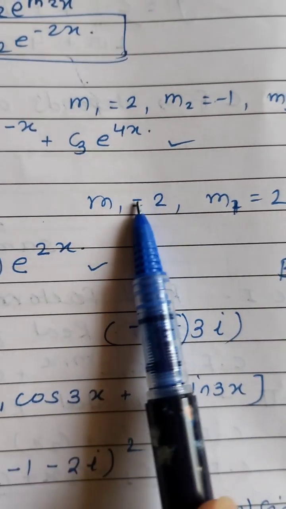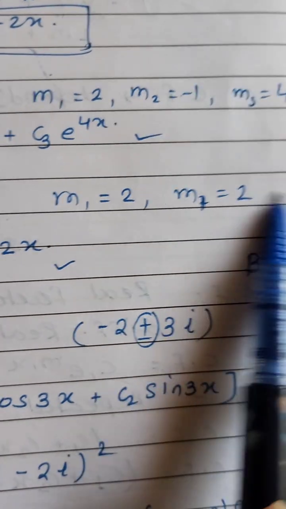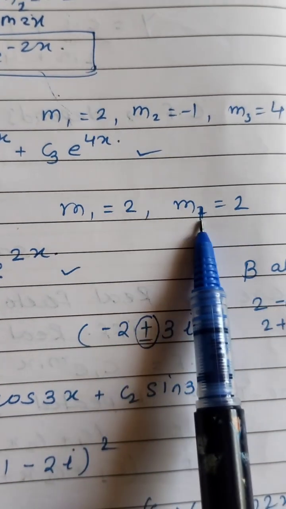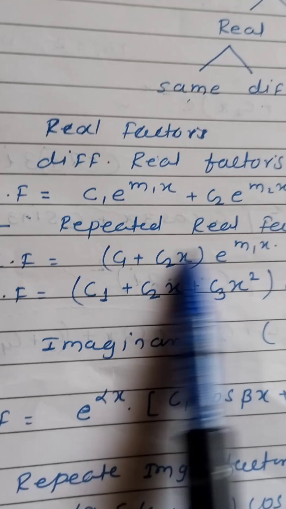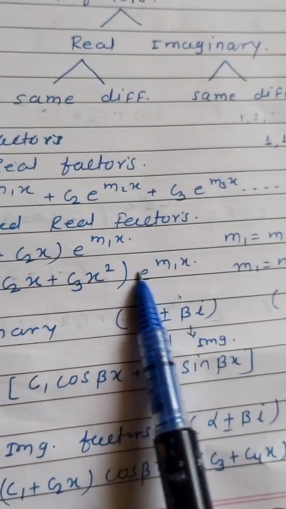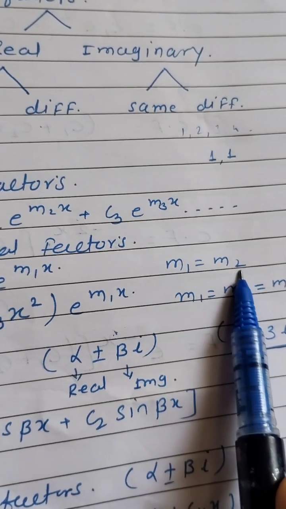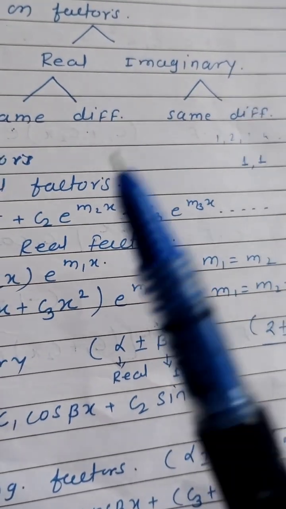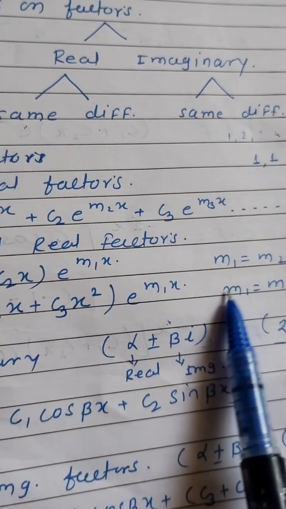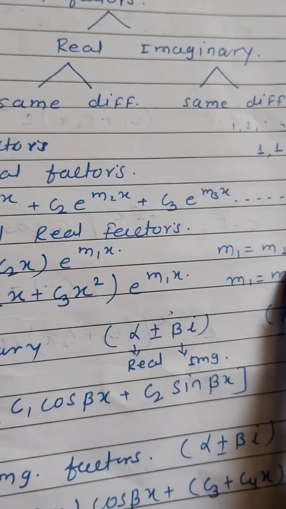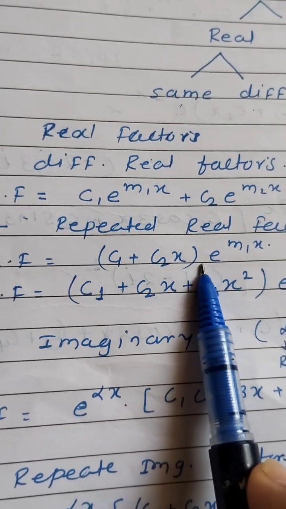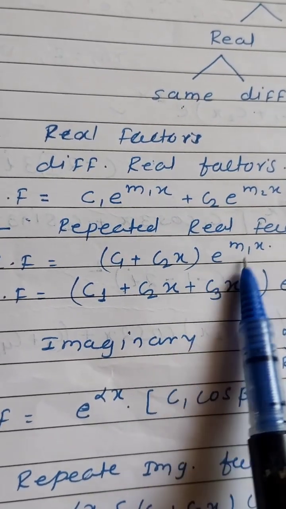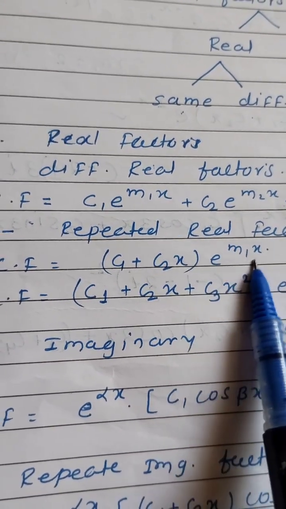Now another case, means if we have the same roots, m1 = 2 and m2 is also equal to 2. So this is case 2, repeated real factors. In this we will get m1 = m2, means same numbers, like in that example we saw 2 and 2. For that the complementary function is (c1 + c2x) multiplied with e^(m1x).